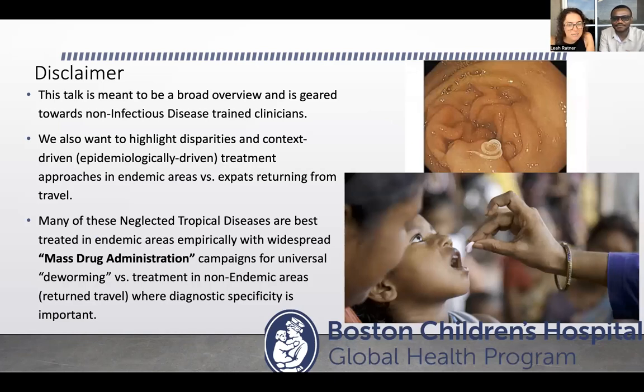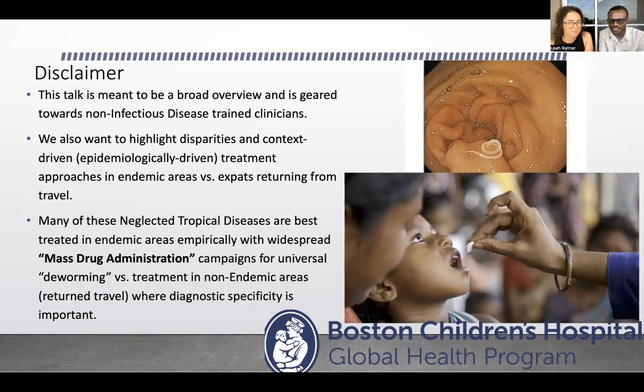We want to highlight disparities in context-driven, so epidemiologically driven treatment approaches in endemic areas versus expats returning from travel. And as Charles really pointed out to me when we were making this presentation, many of these diseases are treated with mass drug administration from a public health perspective by deworming, rather than trying to get diagnostic specificity as we often try to do in non-endemic areas.